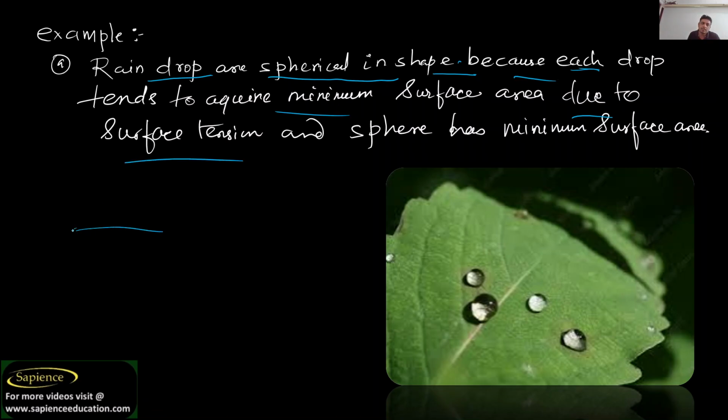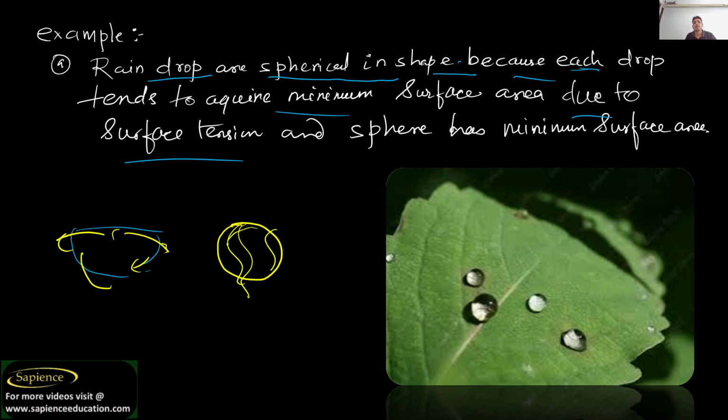So suppose there is a liquid. What is happening at the liquid surface? It is applying a tension. Here also it is applying a tension. So every surface is applying a tension, and due to the tension it will acquire a spherical shape. The more the surface tension, the more spherical the surface will appear. So this is the example of surface tension.